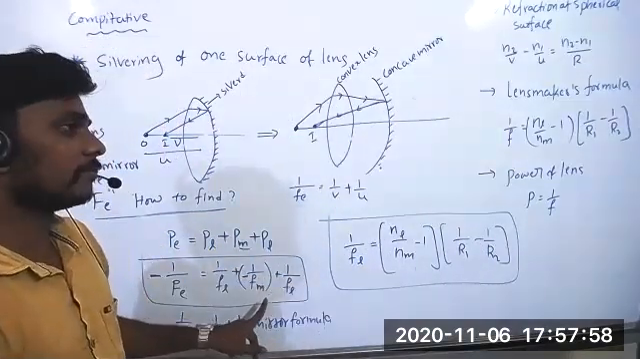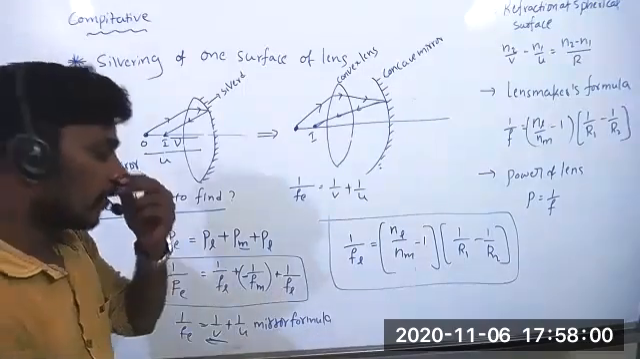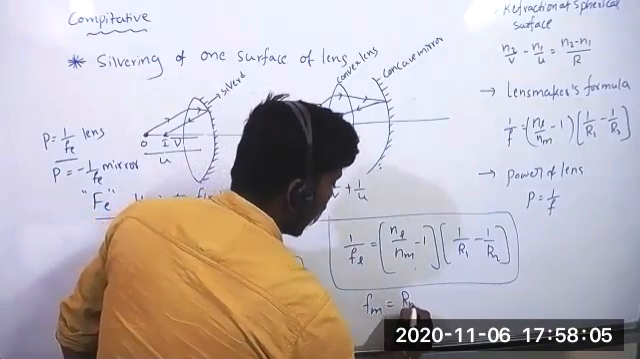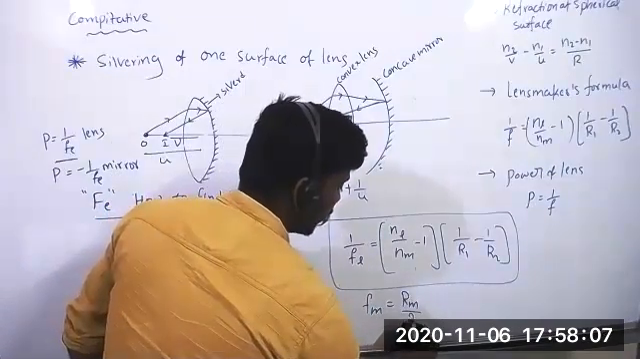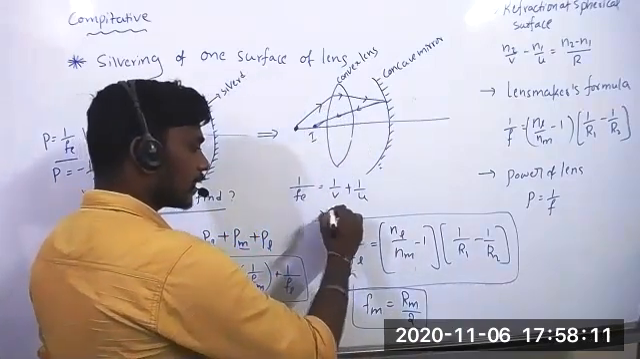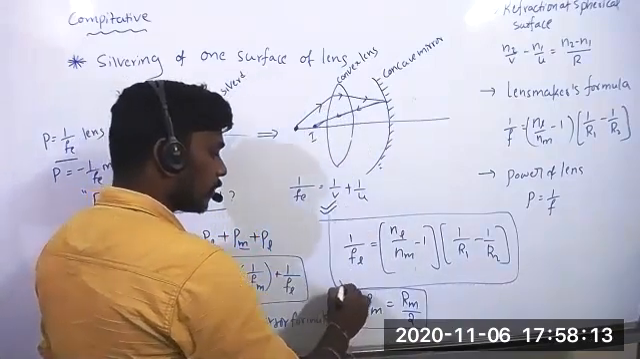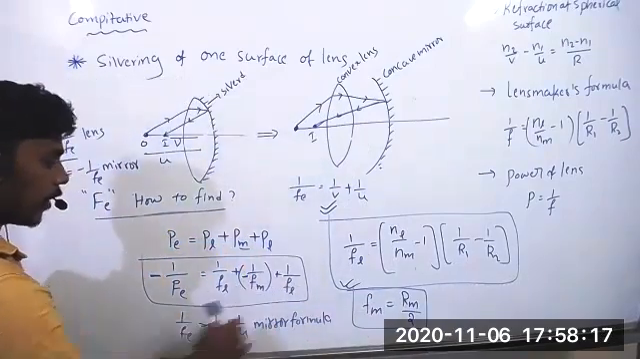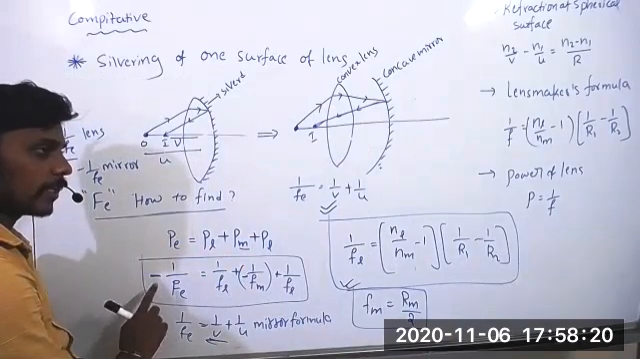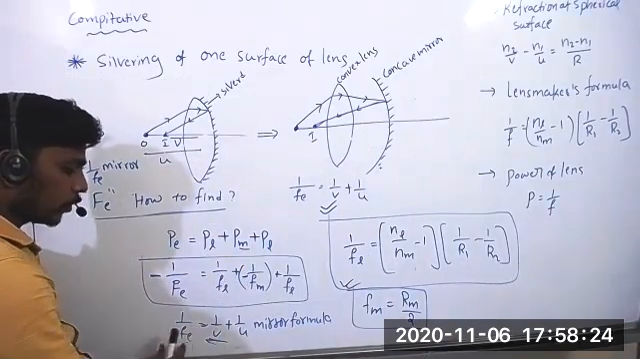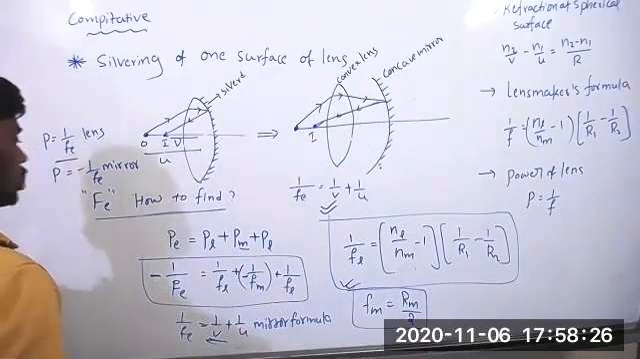Power of mirror, sorry, focal length of mirror. Focal length of the mirror is equal to R, the radius of the mirror, by 2. So the focal length of the lens we will calculate like this, and the focal length of the mirror we will calculate like this. Once we find that, we will substitute in this formula, then we will get the equivalent focal length. Once we get the equivalent focal length, then we have to use the mirror formula and substitute the values.